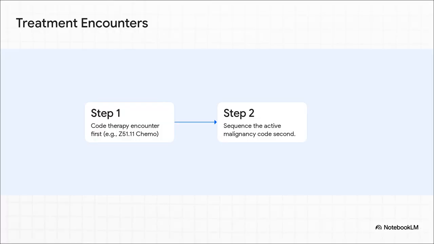Speaking of treatment, if the patient is there solely for a dedicated treatment encounter, you need to follow these exact steps. Step 1, code the therapy encounter first. That means sequencing your Z51.11 for chemo, Z51.12 for immunotherapy, or Z51.0 for radiation as your primary code. Step 2, then you sequence the active malignancy code second. It's a simple one-two punch.